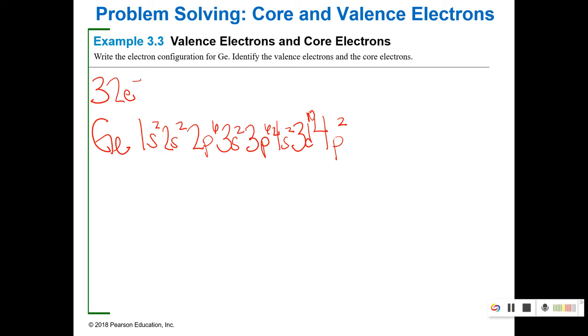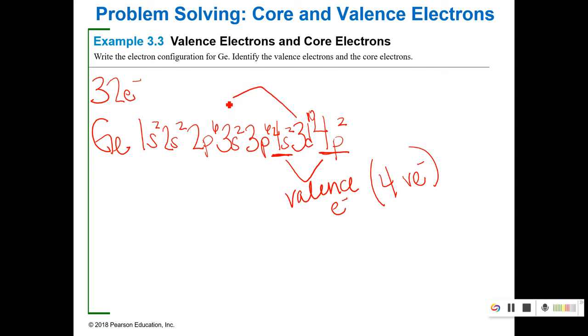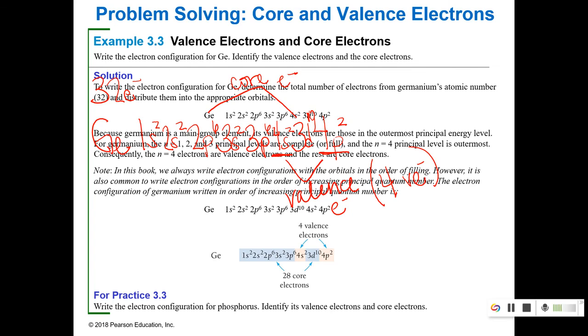Once we have our electron configuration, then you look for the highest coefficients. These are our valence electrons, which is 4. I'm going to write VE. Okay, and then these are our core electrons, because they're not on that outside energy level. So you've got to make sure you're paying attention to the outside energy level.